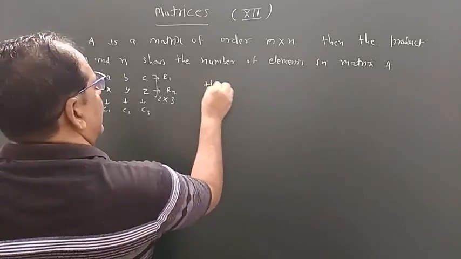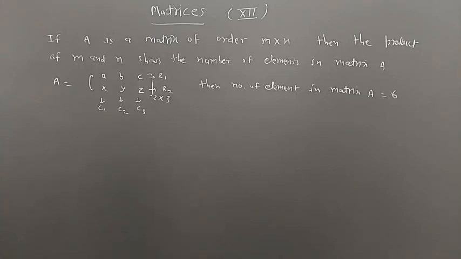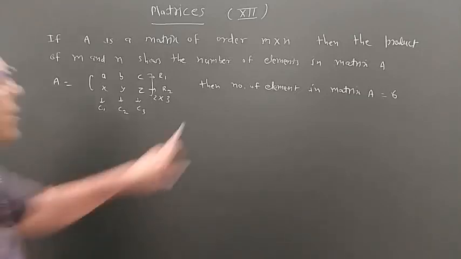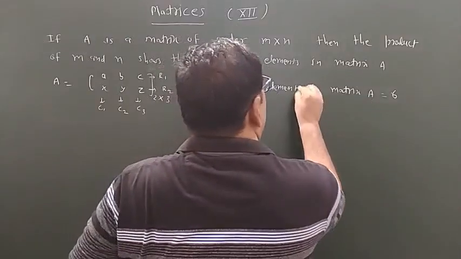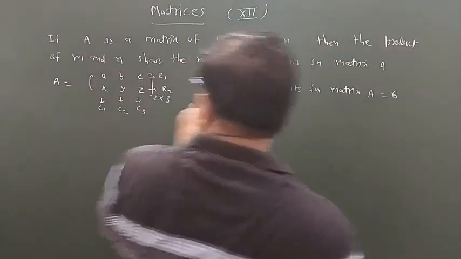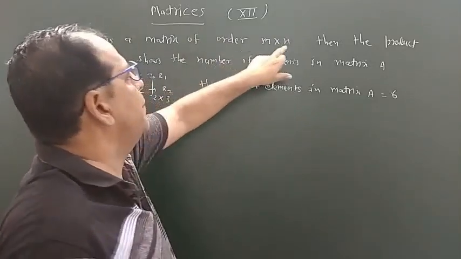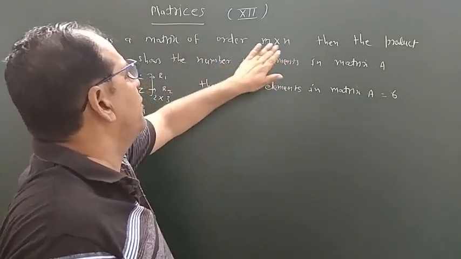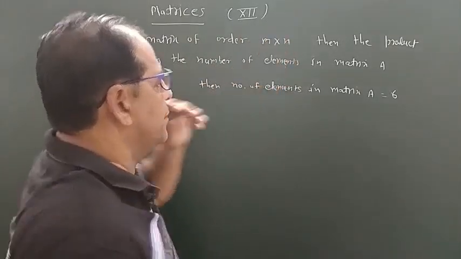Then the number of elements in matrix A are 6, that is 2 into 3. So if the number of rows is m and the number of columns is n, then the number of elements in the given matrix will be equal to the product of m into n.